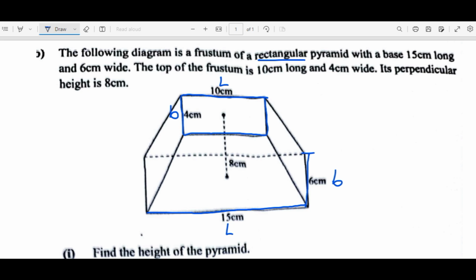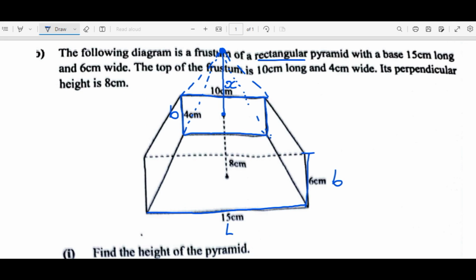Now after we identify that, how can we find the height of the pyramid? First we need to complete this, so you draw dotted lines connecting all the four corners. So this is our vertex. Now the height of the pyramid is this distance plus the perpendicular height that we are given. Since we don't have this distance, let's put x. If we can find the value of x, add it to 8 centimeters, then we have the height of the pyramid.